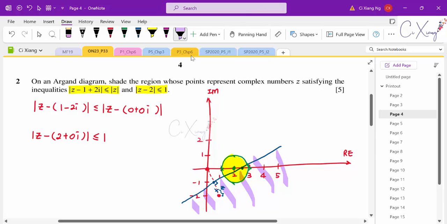Okay, so they are asking for the area that fulfills both of the inequalities. Therefore, you see where is the overlapping area for these two inequalities. By right, it should be the area below the line and also inside the circle. So my final answer for the shaded region should be this particular part. This is the region that fulfills the two inequalities shown in this question. Alright, so this is how we solve question number 2.